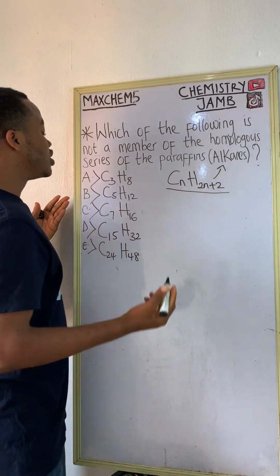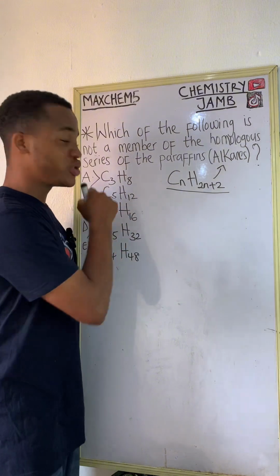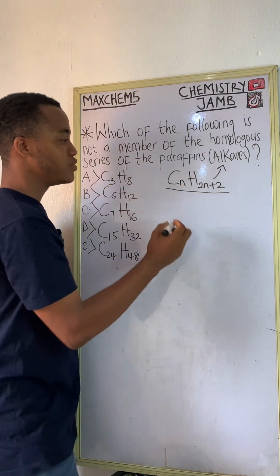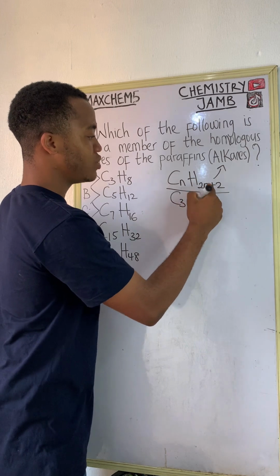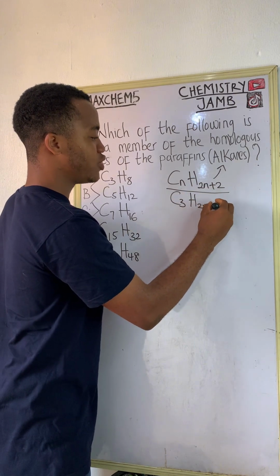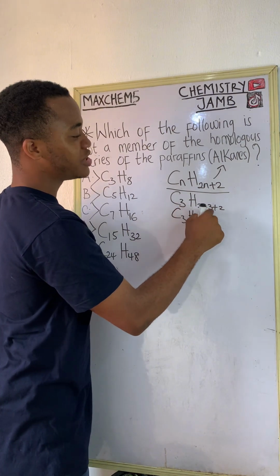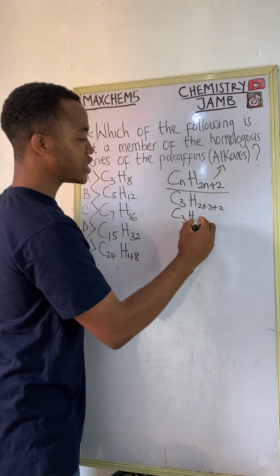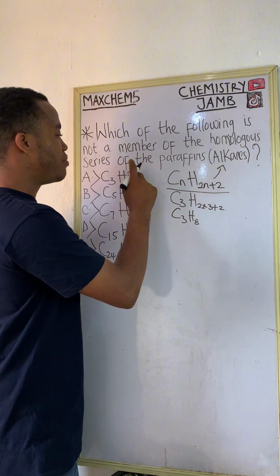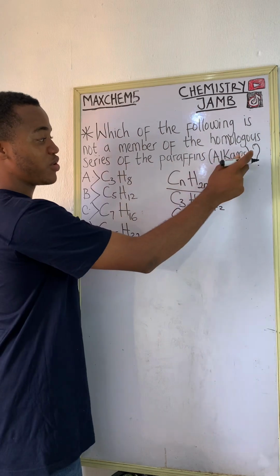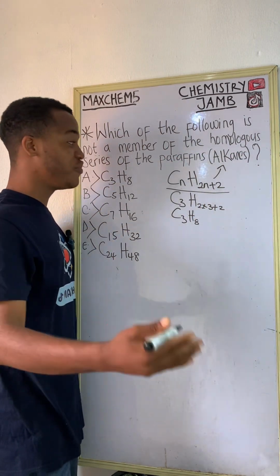So the first one, the number of carbon is 3. Let us put 3 in this general formula. So we are going to have C3H2n+2, and we put 3 there: 2 times 3 plus 2. That's going to give us C3H. 2 times 3 is 6, right? 6 plus 2 is 8. So C3H8. This one is a member of the alkane series, so this is not the answer because we are looking for one that is not a member of the alkane.